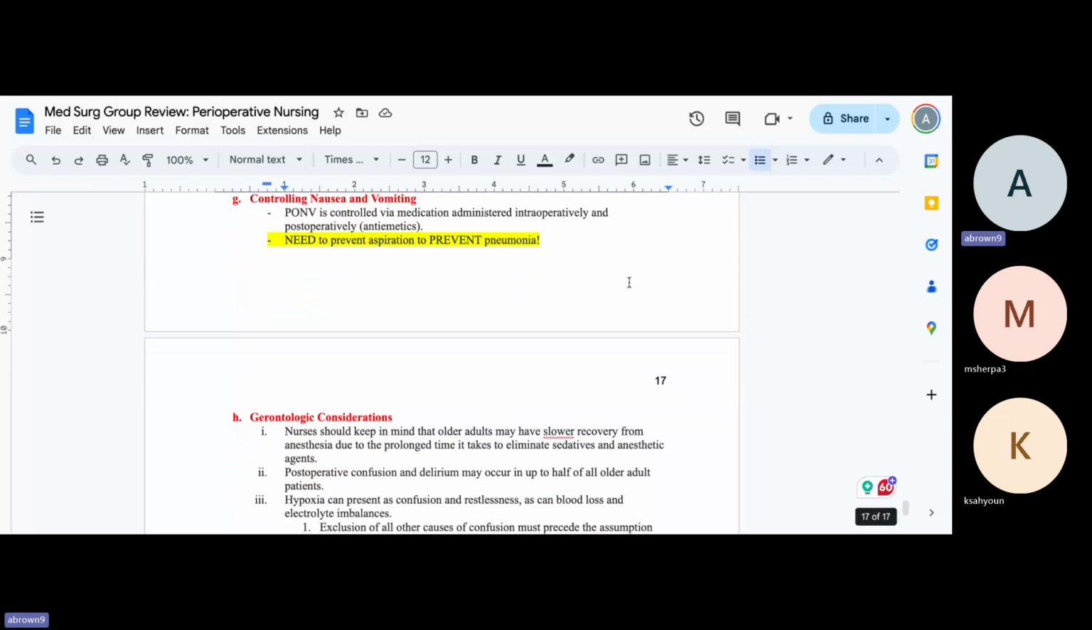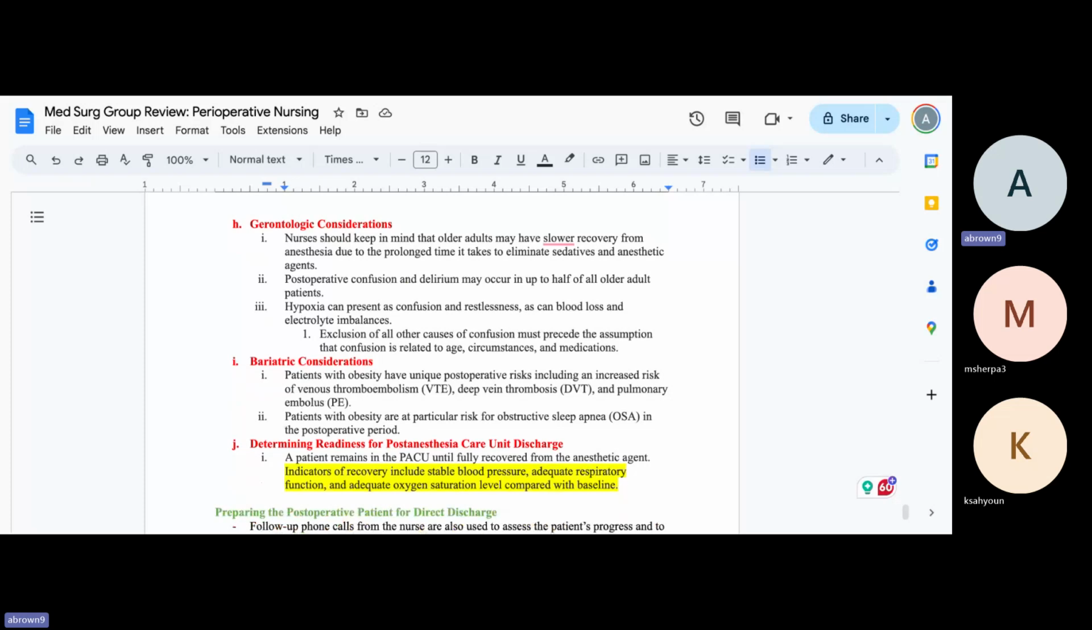Controlling nausea and vomiting. Post-operative nausea and vomiting is controlled via medication administered intraoperatively and post-operatively. These medications are known as antiemetics. And you need to prevent aspiration to prevent pneumonia, like I said.